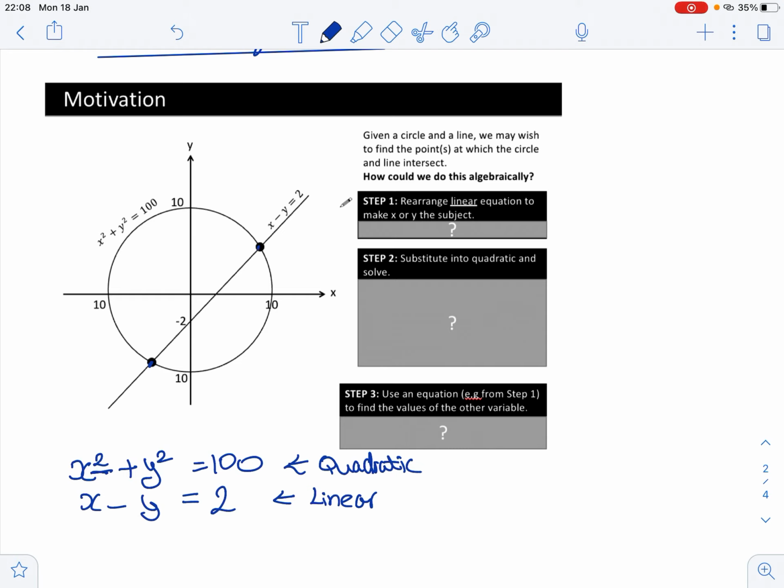So step 1, we rearrange the linear equation to make x or y the subject. In this case, I'm just going to make x the subject. So x equals 2 plus y. Then step 2, I'm going to substitute this into my quadratic and solve.